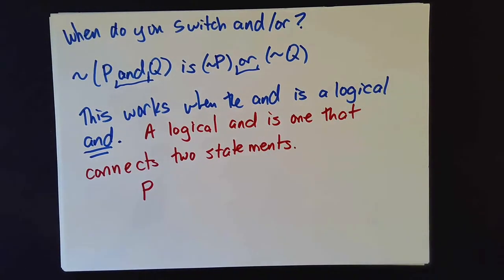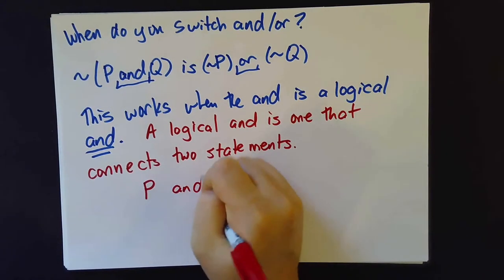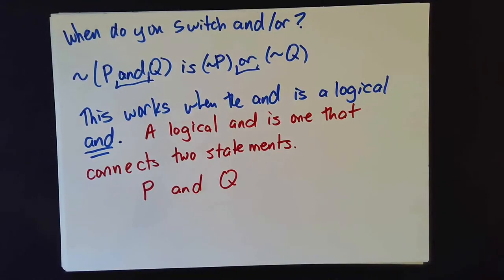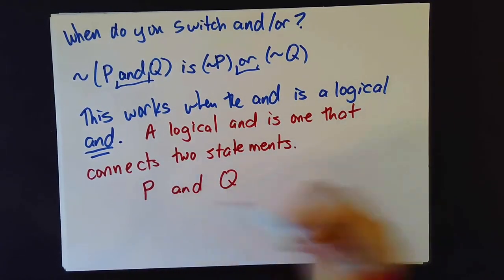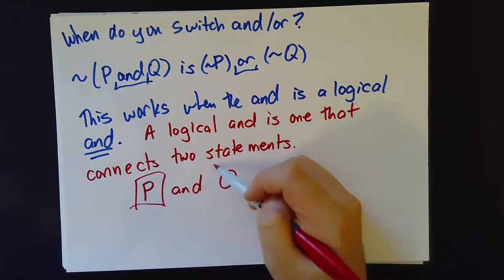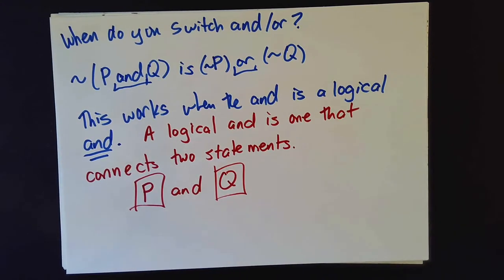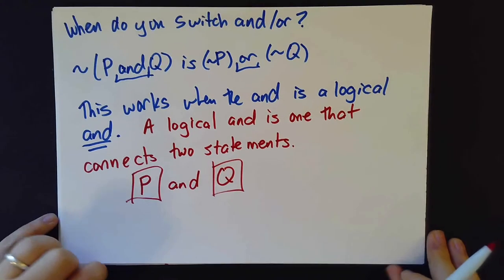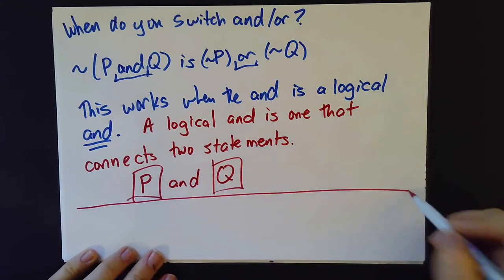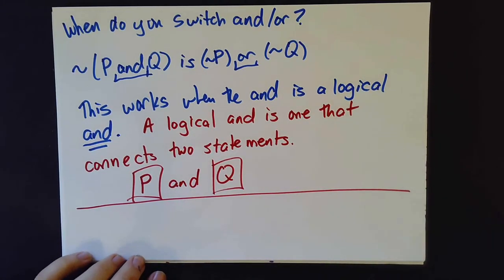So remember, a statement is basically a sentence with a truth value. So if this "and" is a logical AND, I could split this off and get a statement P and a statement Q out of it. And that's in contrast to all the other English ways we use the word "and."